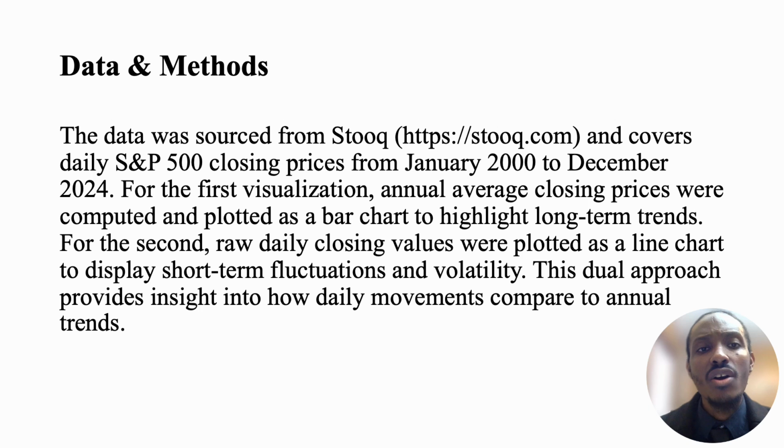The data come from Stooq, which provides historical S&P 500 closing prices. For this analysis, I group the data by year to calculate average closing prices. Then I use daily data to create a line chart that shows price movement over time. This way, we can compare how the market looks from a high-level view versus a more detailed, volatile one.